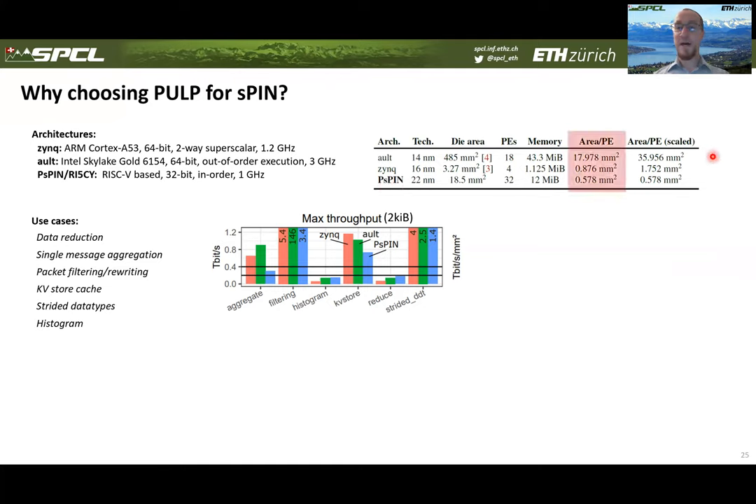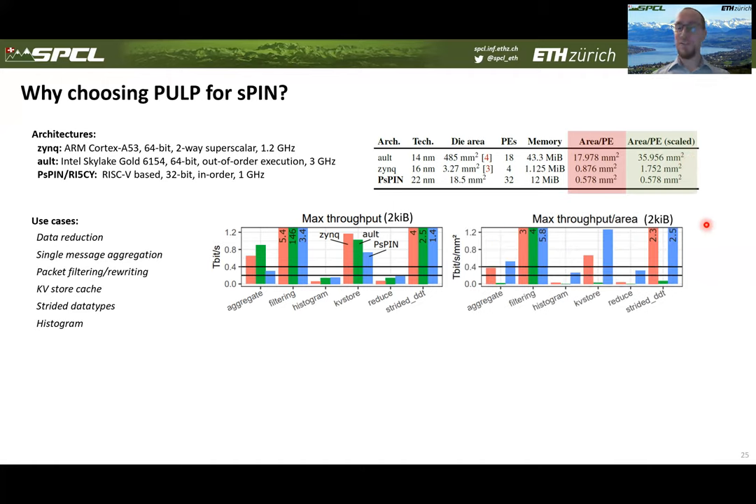But now if we look at the die area, it gets quite interesting. Here the x86 is the largest, about 18 square millimeters for a single core, and this is per core. The Zynq is about 1 square millimeter and we are about 0.5 or a little bit more than 0.5. If we scale this to the same process technology, we see that we have about a factor of 3 compared to the Zynq and a large factor compared to the x86 CPU.